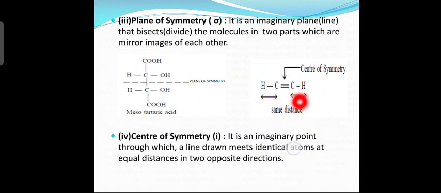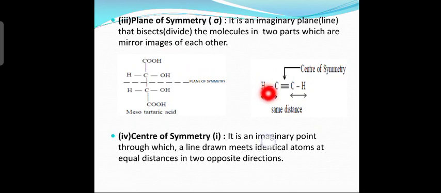CH and then CH, and in between them a triple bond is present. So this molecule has a center of symmetry. What is a center of symmetry? It is an imaginary point. You have to imagine a point at the center through which a line is drawn. You draw the line at the center which meets the identical atoms.